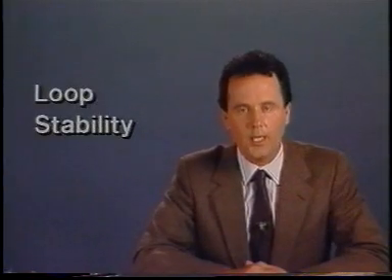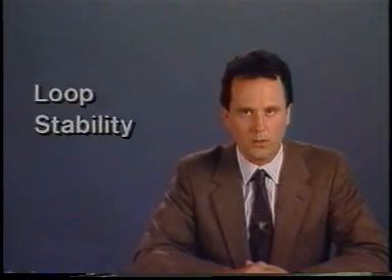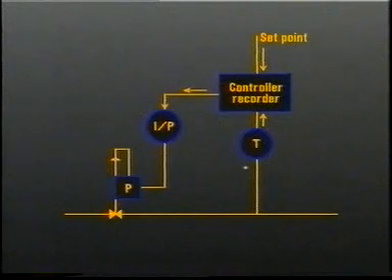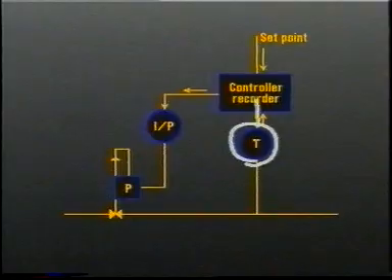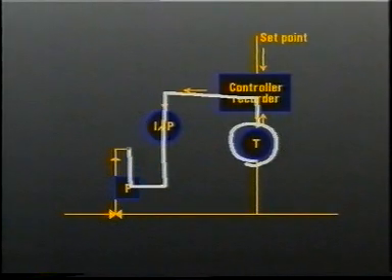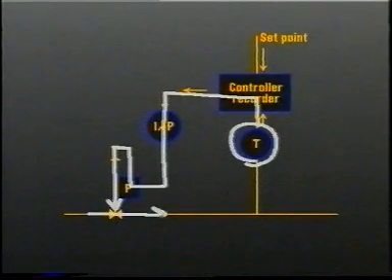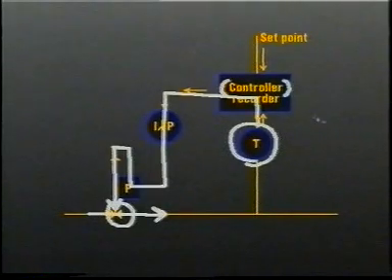One component that must be evaluated in any control loop is stability. In a closed loop, such as this one, notice that the transmitter is measuring some process variable. The output of the controller goes to a transducer, which feeds an actuator on a control valve, which in turn manipulates the input to the process.